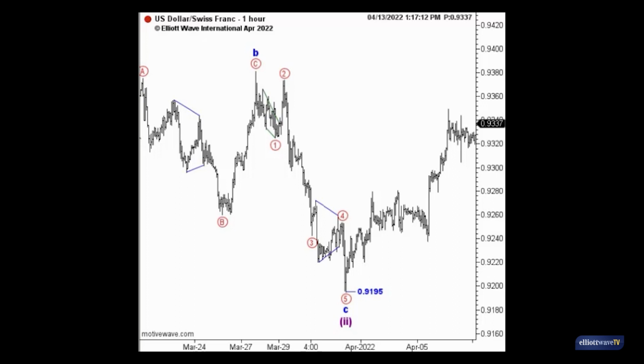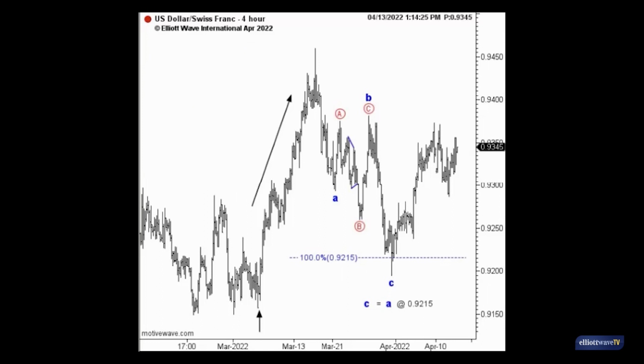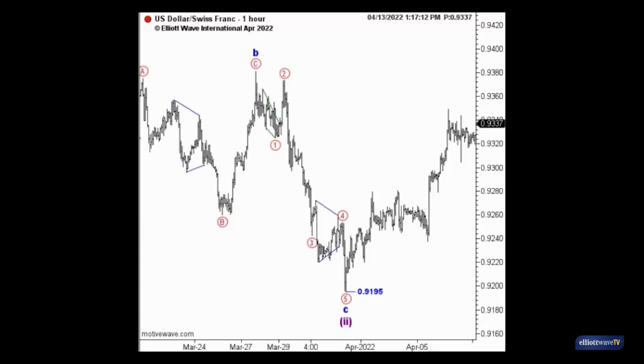If we look back to the 4-hour chart, you can see a relationship we often look for within corrective movements. Wave C often travels a similar distance as wave A, and in this case it would have traveled the exact same distance as at 92.15. The exact low was just a bit lower at 91.95, but it was quickly reversed.